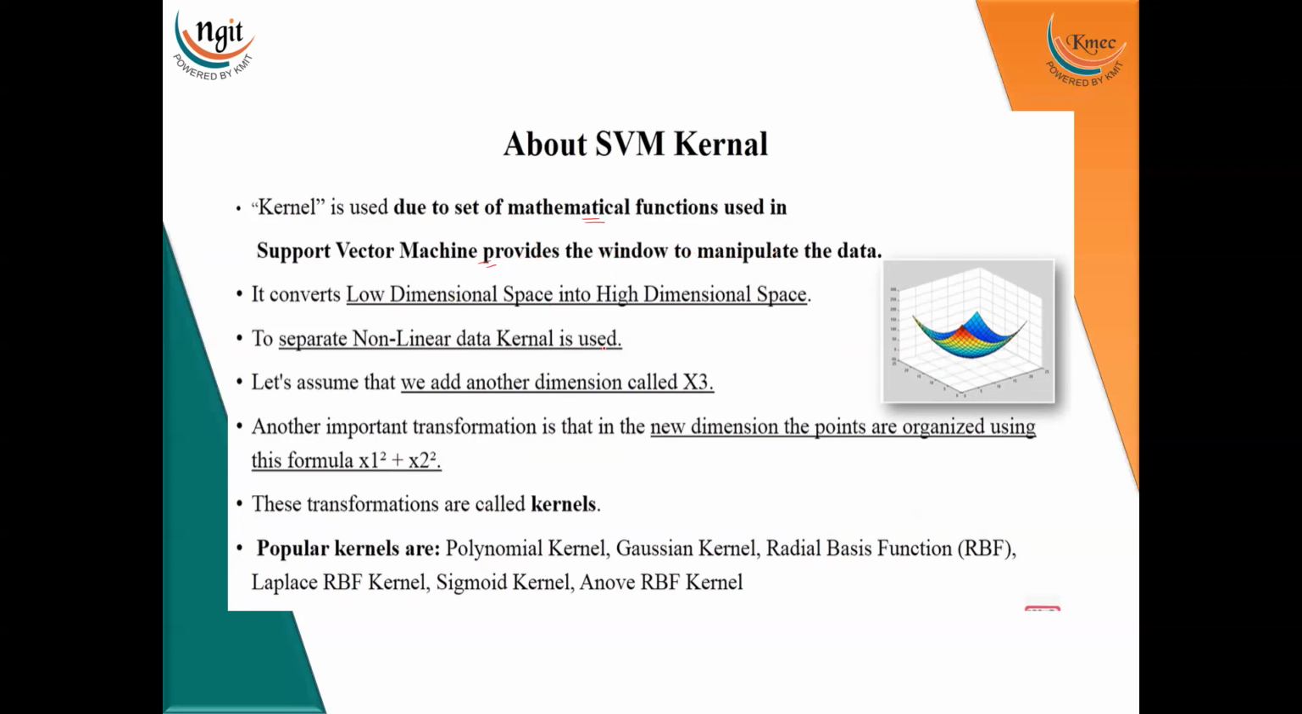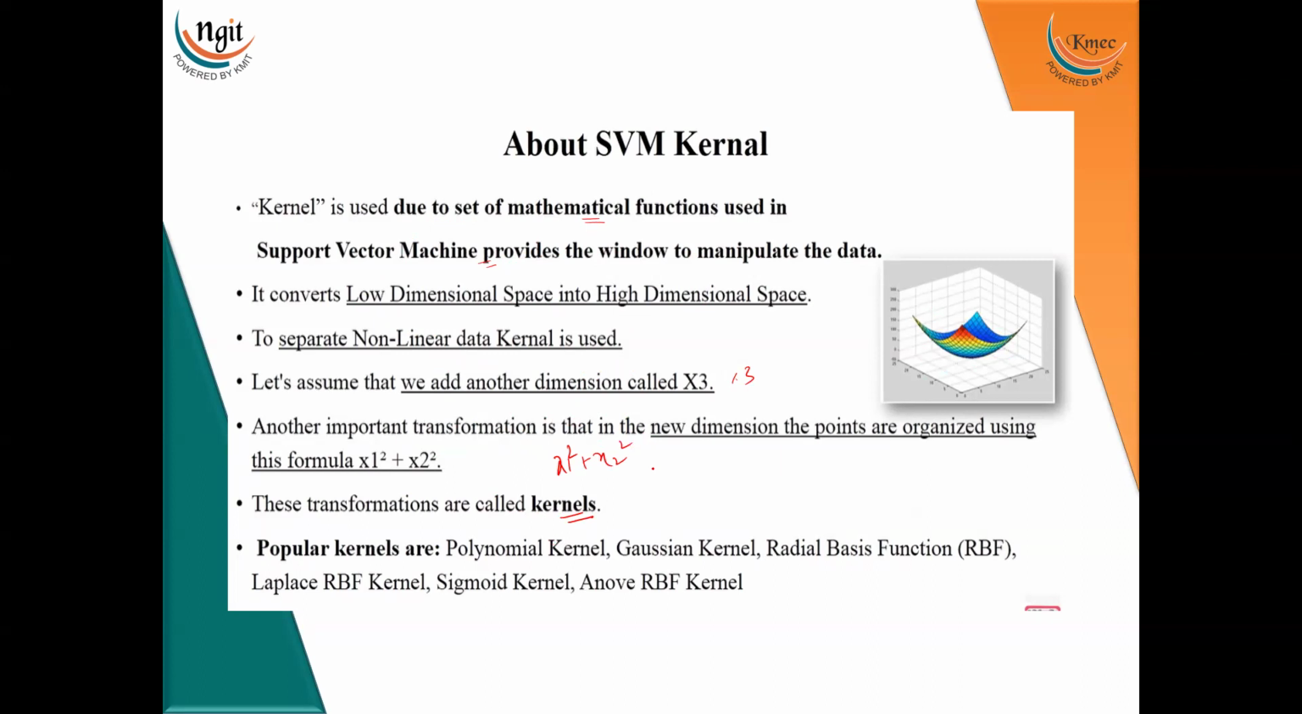It separates non-linear data, and we are going to add another dimension, which we call x3. How is this transformation done? The formula is simply x1 plus x1 squared plus x2 squared. And these transformations, generally, we call kernels.